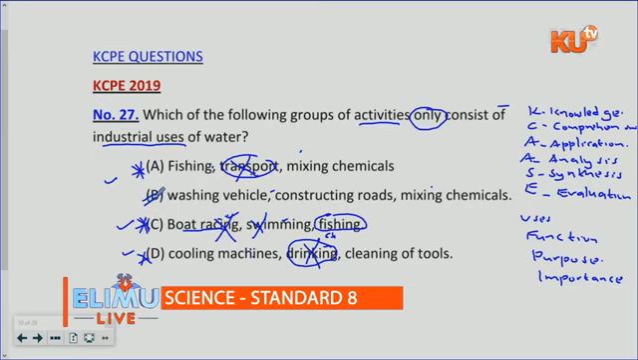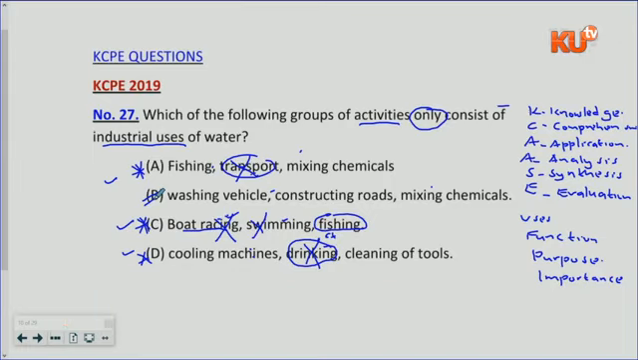The use of water in industries. So the correct answer, KCPE 2019 last year, number 27, was washing vehicle, because vehicles are made in the industry. Remember, they have not said washing utensils, it is vehicle.